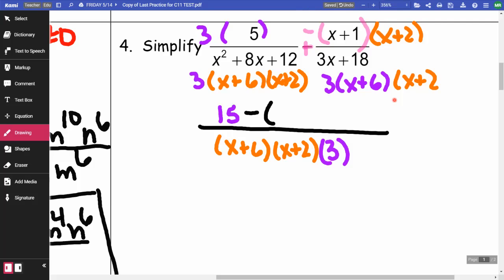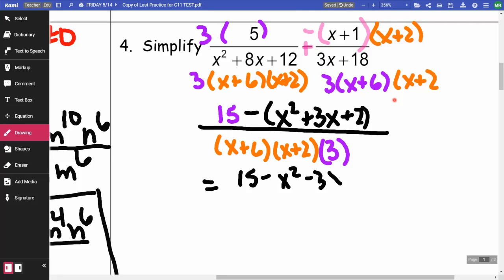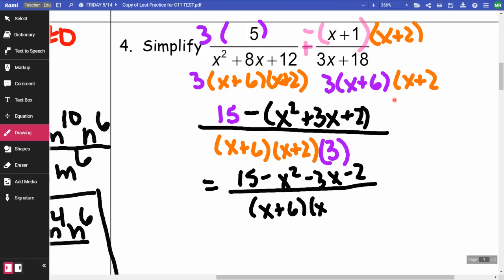So x plus 1 times x plus 2 is going to be x squared. And you can do a box if you want to, or a diamond, but basically what does 1 plus 2 add to? 3, so that's 3x. What do they multiply to? 2. So that's what I have. And then I'm going to clean this up. So I'm going to have 15 minus x squared minus 3x minus 2 over x plus 6 times x plus 2. Now I'm going to put the 3 in front. I think it looks nicer like that.